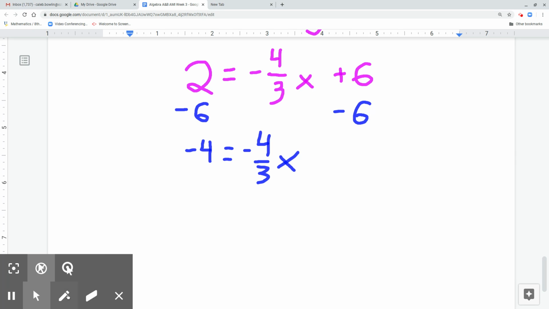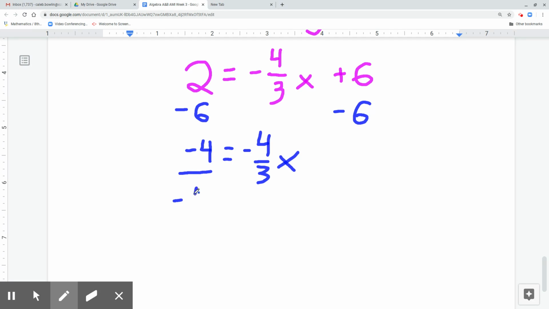Keep in mind, when you're dividing by a fraction, you can also multiply by the reciprocal. That way things don't look strange. Most calculators cannot figure out how to do negative 4 divided by negative 4/3, but if you know how to work with fractions, you can do it yourself. So we multiply negative 4 times the reciprocal of negative 4/3, which is negative 4/3 flipped upside down.